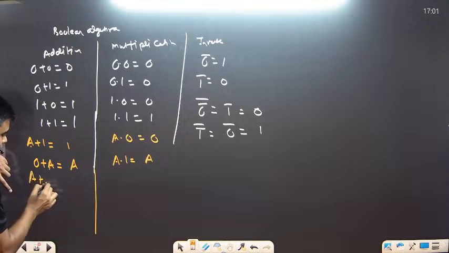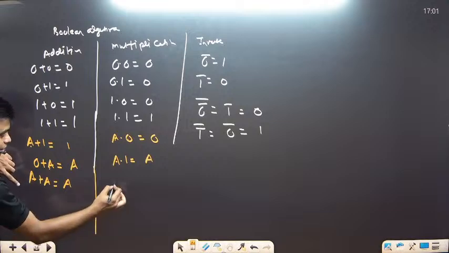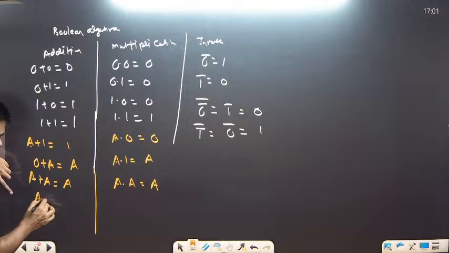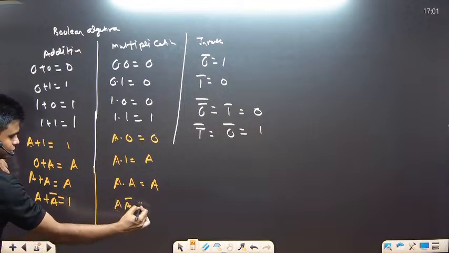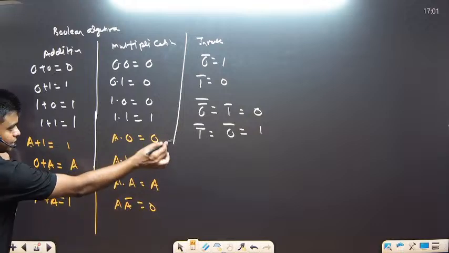A plus A, we don't write 2A, we write only A. Here A dot A will be A only. Now A plus A bar is equal to 1. A dot A bar will be equal to 0. That's it. We'll be checking different cases over here.